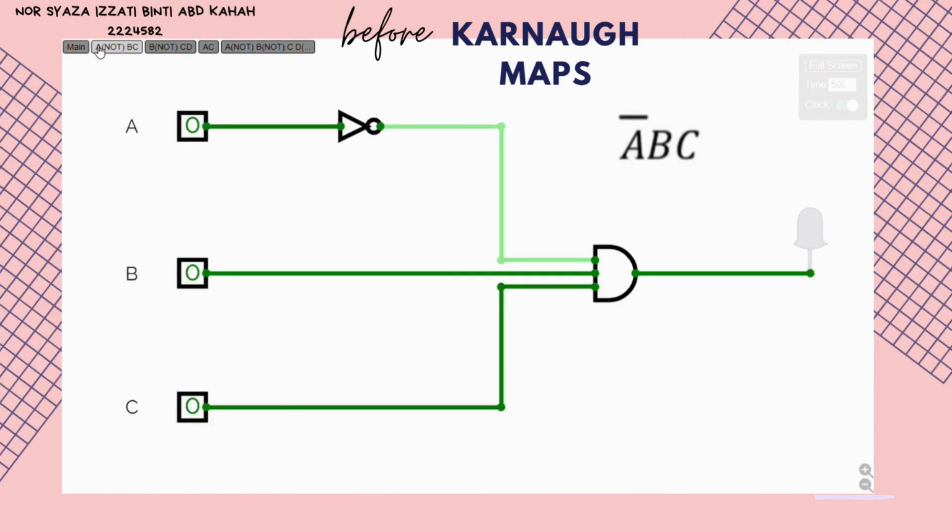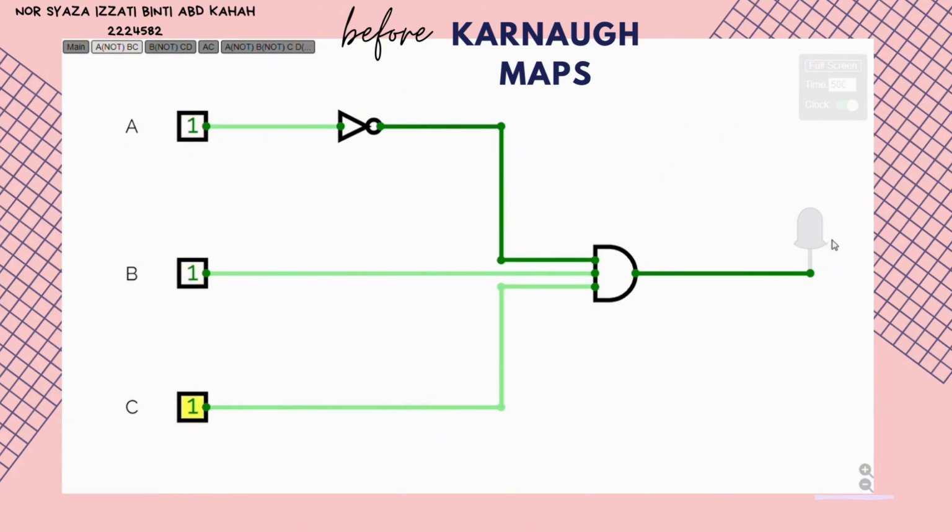To make it simpler and easy to understand, I will show you one by one. So the first one is A naught BC. Since we are using SOP, which is sum of product, we need the A naught to be 0. So in order to make the output of the NOT gate 0, we will need to input 1. Therefore, A is 1, B is 1, and C is 1. Output of A naught BC is false, which is 0.